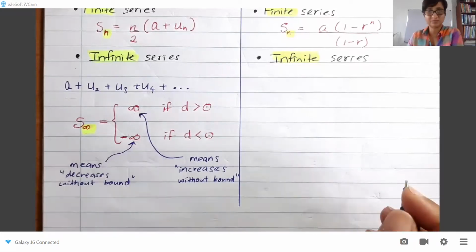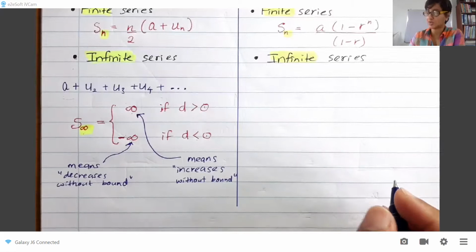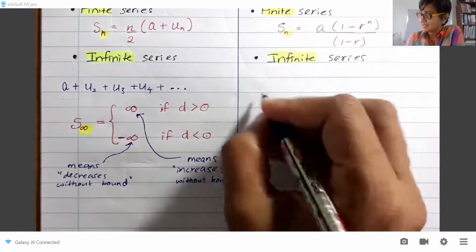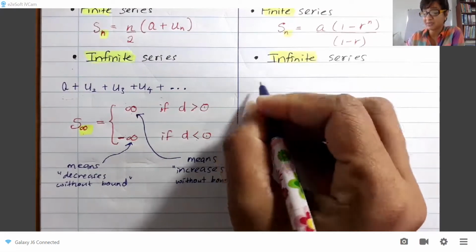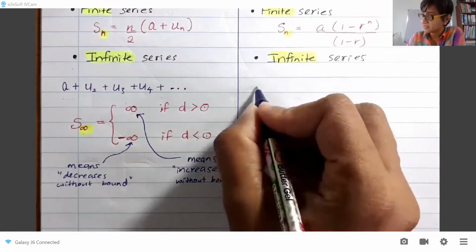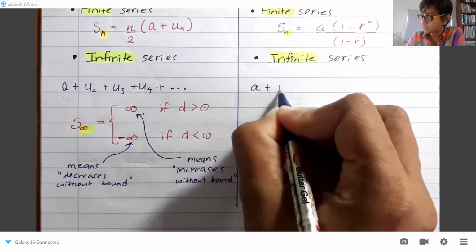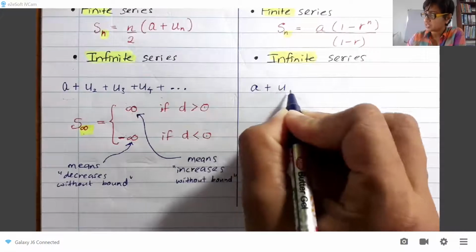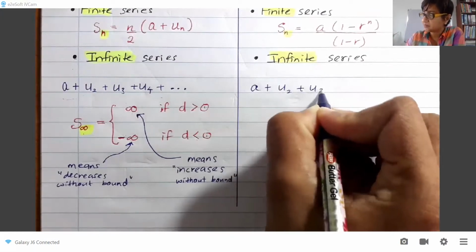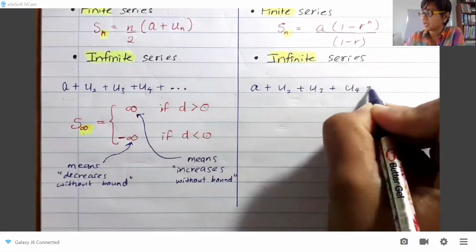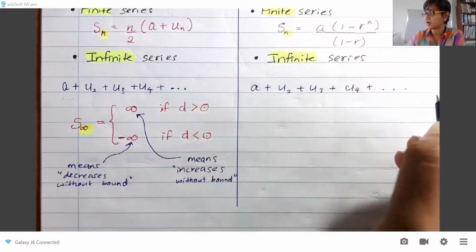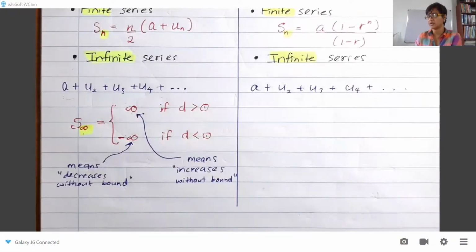Let's think of geometric then. What about geometric? Would it be any different? So again, we now have a geometric sequence, and we want to add all the terms, u1 or a plus u2 plus u3 plus u4, and I go on and on and on. How do you say you go on and on till infinity? You put 3 dots. That means you go on and on without stopping.